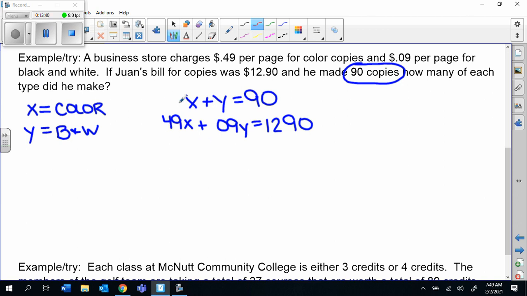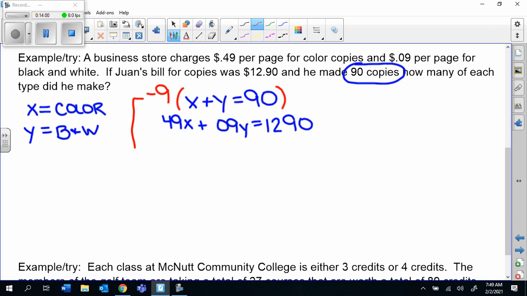All right, what's the easiest way to solve this? Well, you can either multiply the top through by negative 49 or the top through by minus 9, whatever you wish to do. I multiplied through by minus 9 just because it's a little smaller. So this time I'm going to eliminate the y.